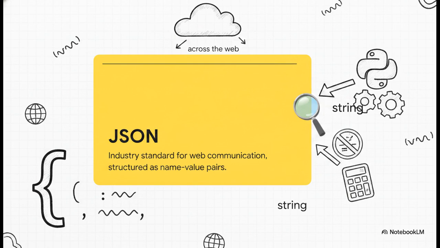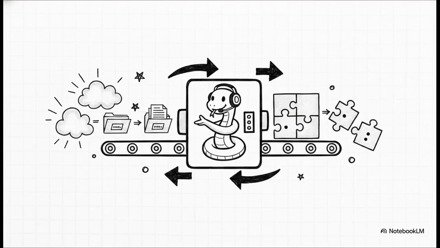Because JSON comes across the web as a flat string, Python can't natively perform math or run conditional checks on it. We actually have to translate it first. To fix that, we use Python's built-in JSON library, which basically acts as our universal translator between network-friendly and Python-friendly formats. It pulls this off using 4 main functions.